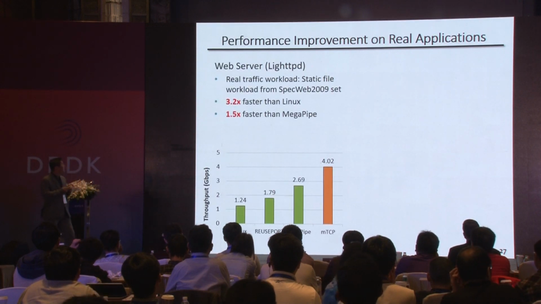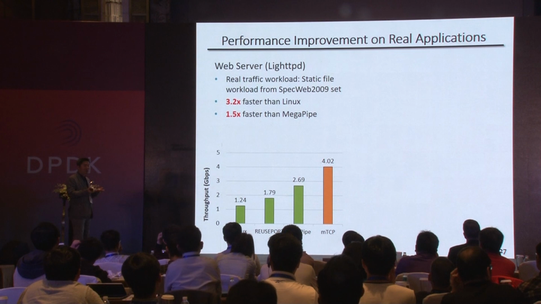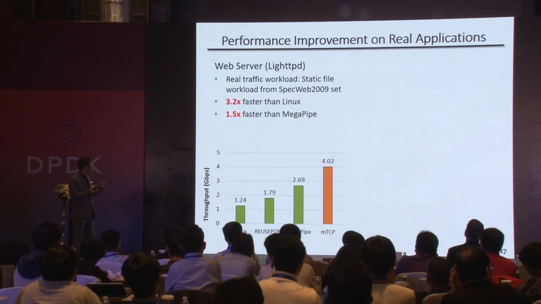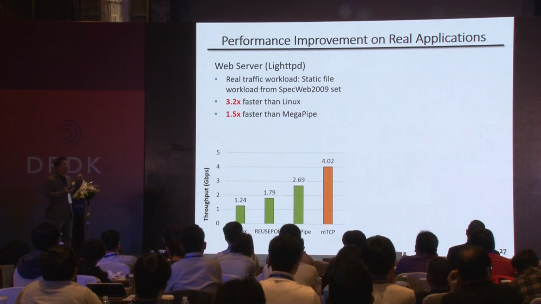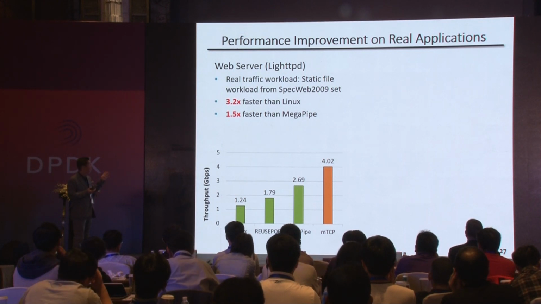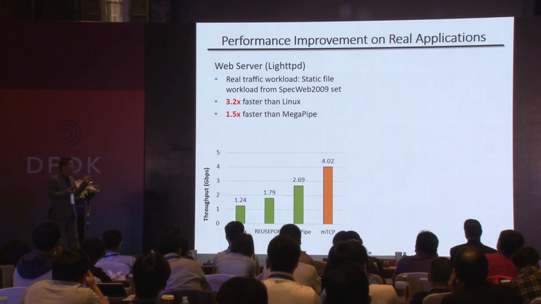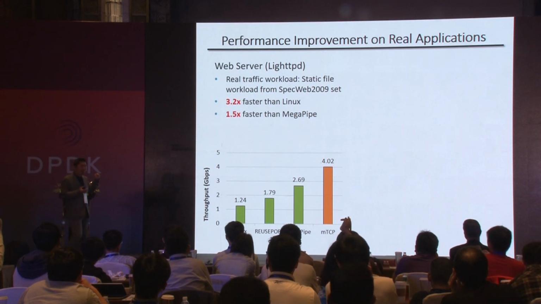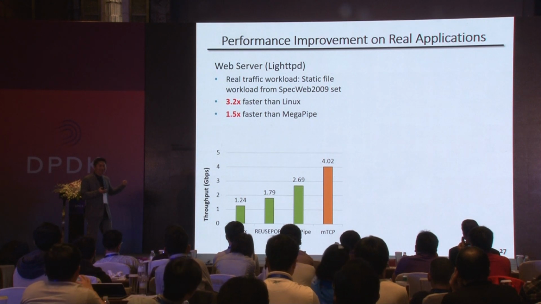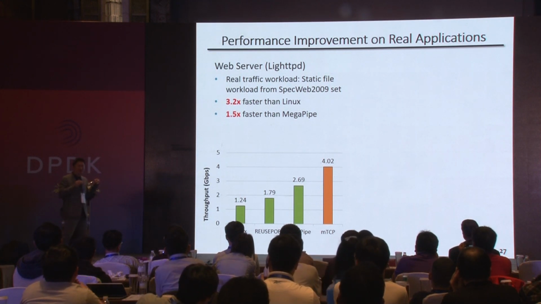We also measured lighttpd's performance after migrating it to using mTCP, and we simulated the SPECweb2009 static file workload. It shows about 3.2 times faster than Linux and 1.5 times faster than MegaPipe. So the performance improvement in the real environment looks to be a little bit smaller than our microbenchmark. Do you understand why?